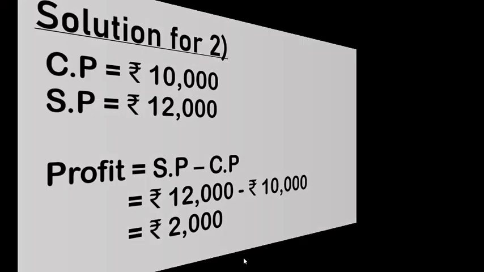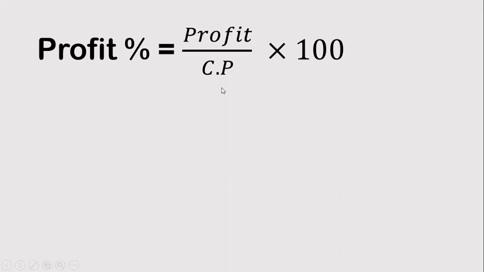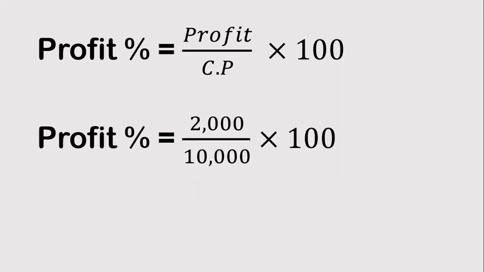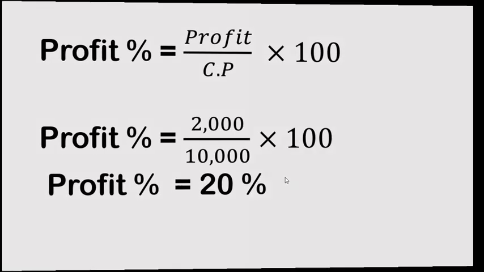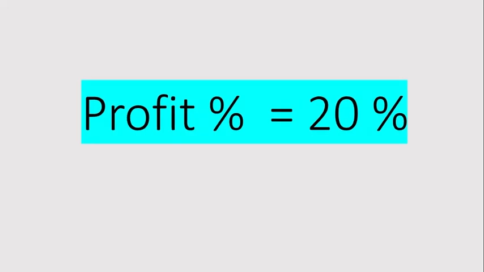Profit percentage formula is profit divided by CP into 100. Here the profit amount is 2,000 and the CP, cost price, is 10,000, into 100. Our answer is profit percentage equal to 20%. Move on to the third sum, friends.